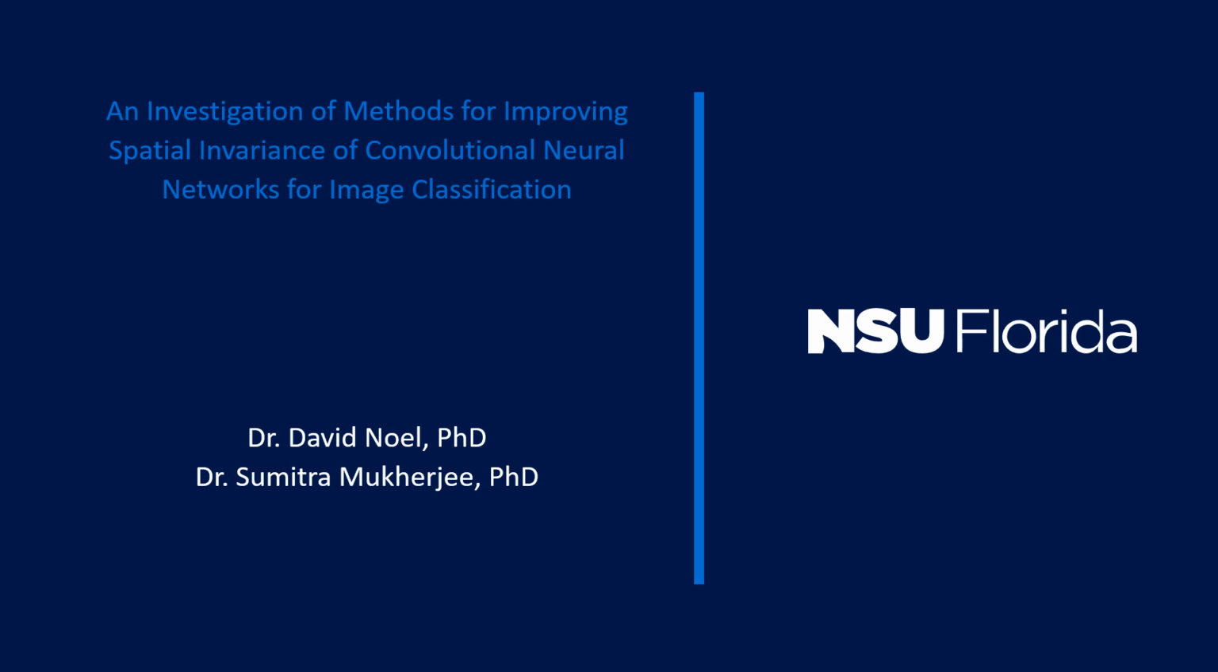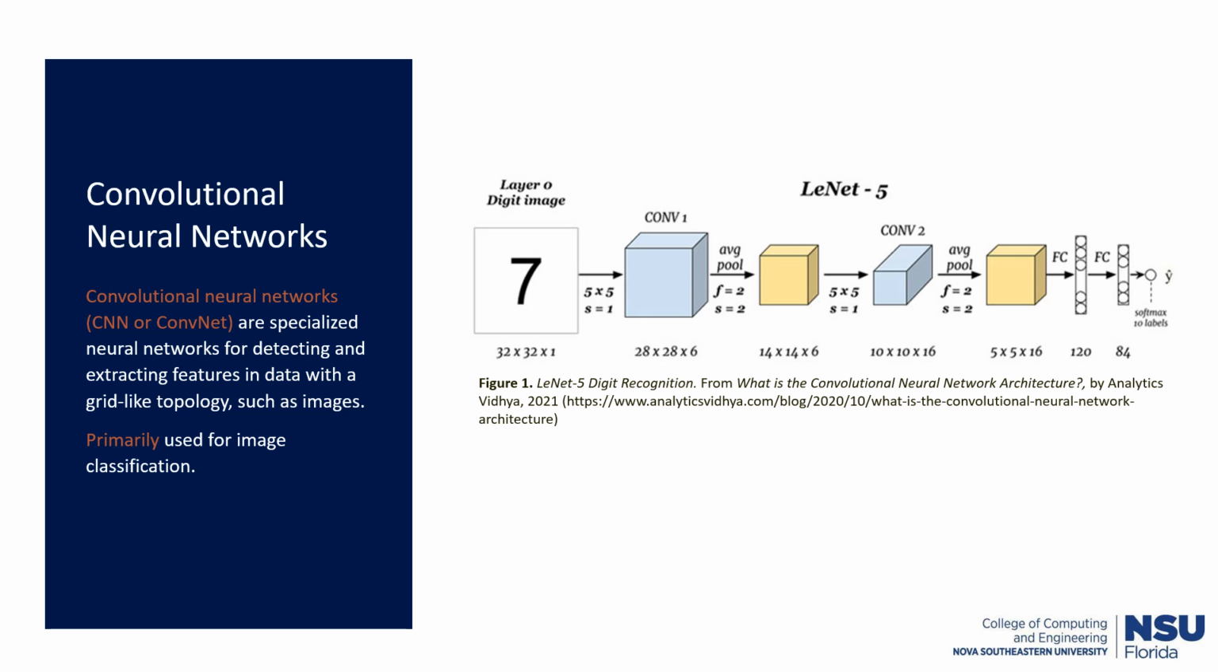Hi, my name is Dr. David Noel. I'm a PhD graduate of Nova Southeastern University in Florida, and I will be talking about a paper that was written from my PhD dissertation titled An Investigation of Methods for Improving Spatial Invariance of Convolutional Neural Networks for Image Classification. Dr. Sumitra Mukherjee is my co-author and was also the chair of my dissertation committee.